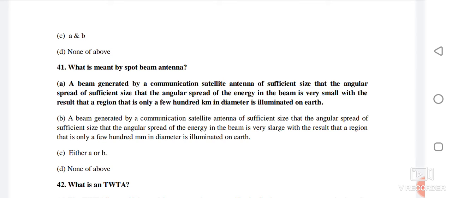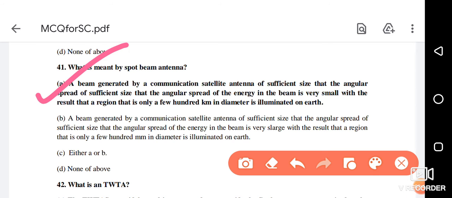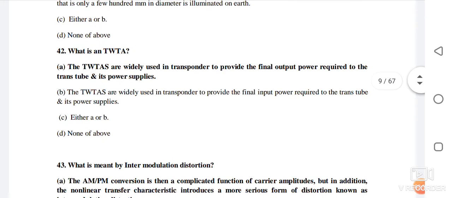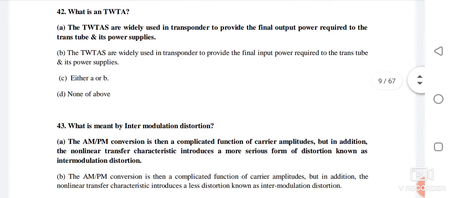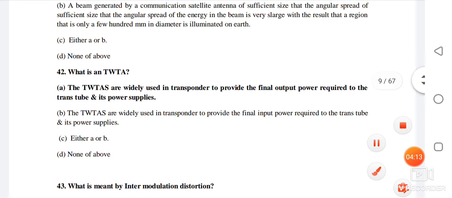What is meant by the spot beam antenna? So for the spot beam antenna, option number A is correct. Please read this. What is a TWTA? So TWTAs are widely used in transponders to provide the final output power required, consisting of the traveling wave tube and its power supplies. It's just a traveling wave tube amplifier. So option number A is correct.